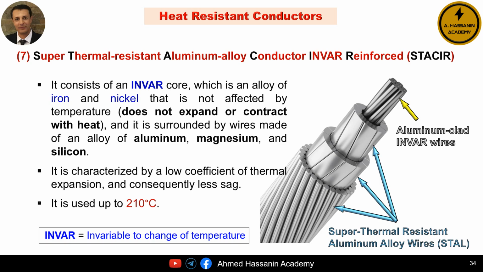In addition, this conductor has one or more layers of aluminum alloy wires, where the alloy is composed of aluminum, magnesium, and silicon. This alloy is capable of withstanding high temperatures up to 220 degrees Celsius. Among the most important advantages of this type of conductor are its low coefficient of thermal expansion, which results in less sag at high temperatures.